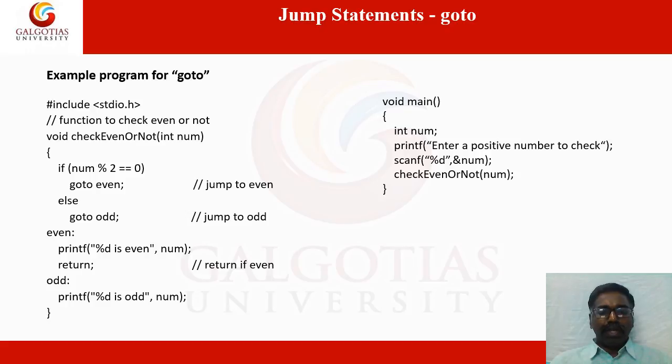Otherwise, if we give some other odd number, then it goes to the else part. Here we have goto odd, so that the odd part is printed here, and then it is going to return back. Let me check with the input. Enter the positive number to check. 26 is supplied, so that "26 is even" is printed.